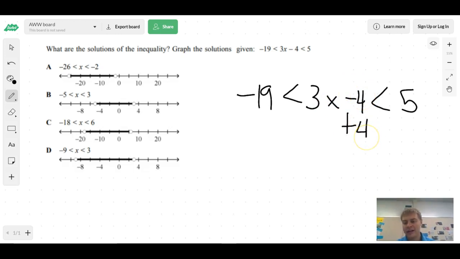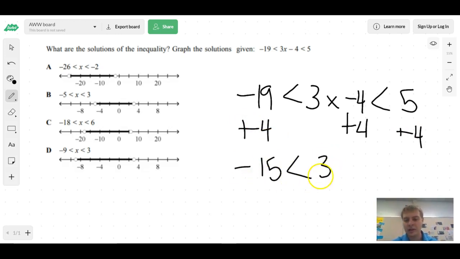I'm going to add 4. And then some people go, well, where do I add the 4 to? Do I add it to the 5 or the negative 19? Well, the answer is both, because really, all sides are trying to balance at the same time, and we just kind of combine two equations together. So we need to add 4 on this side and add 4 on this side, and that will give us negative 15, and this would be 3x, and this would be 9.